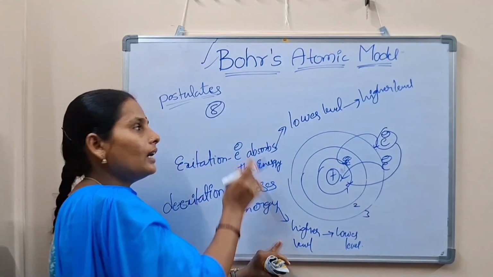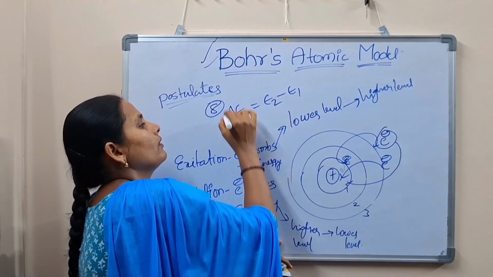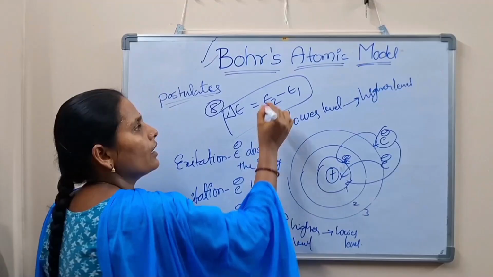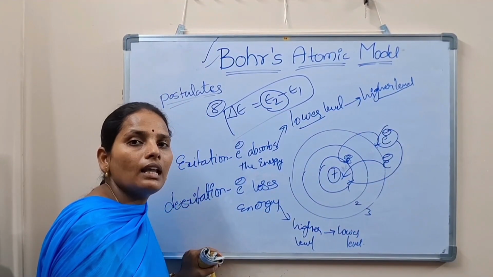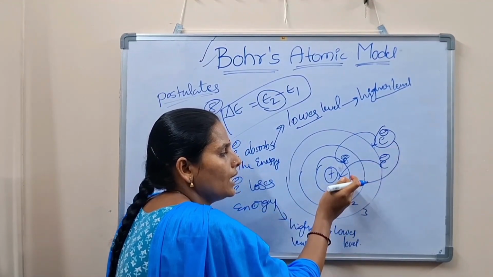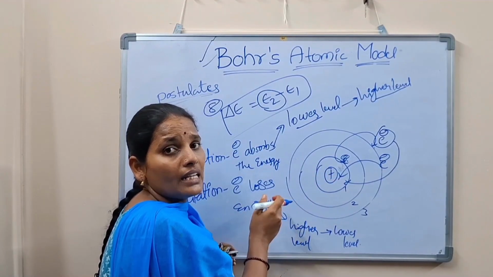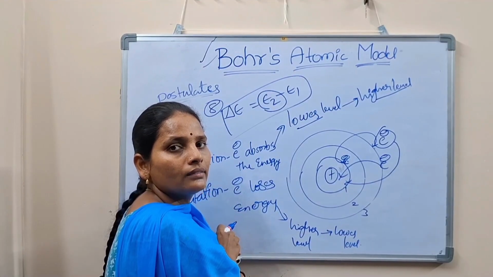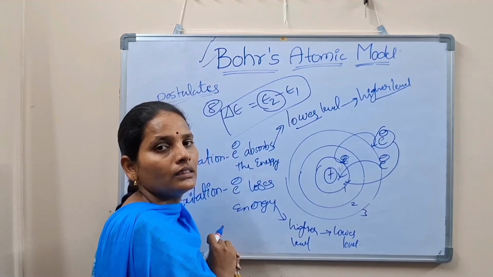By concluding these points, Bohr provided that delta E is nothing but E2 minus E1. Delta E equals E2 minus E1. Here E2 is the higher energy level and E1 is the lower energy level. When the electron jumps from a higher energy level to a lower energy level, it changes its energy, and ultimately the orbital energy also changes. This is the 8th point here. Have you got my point?